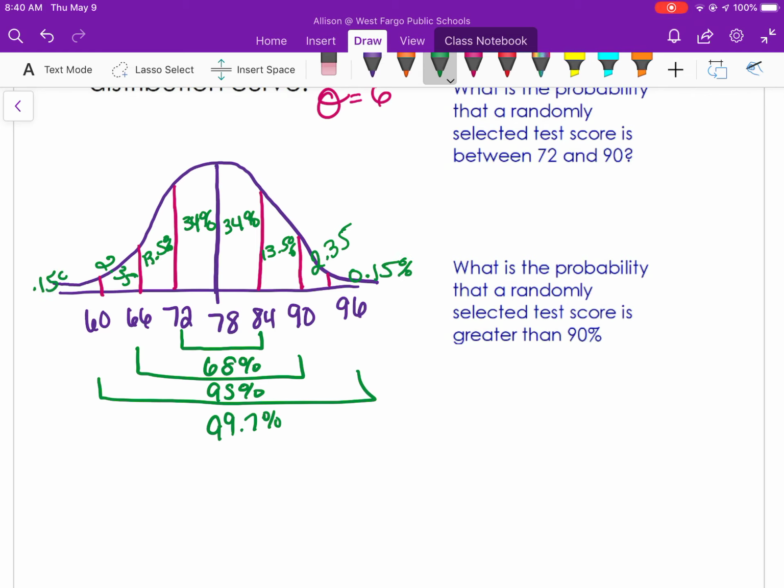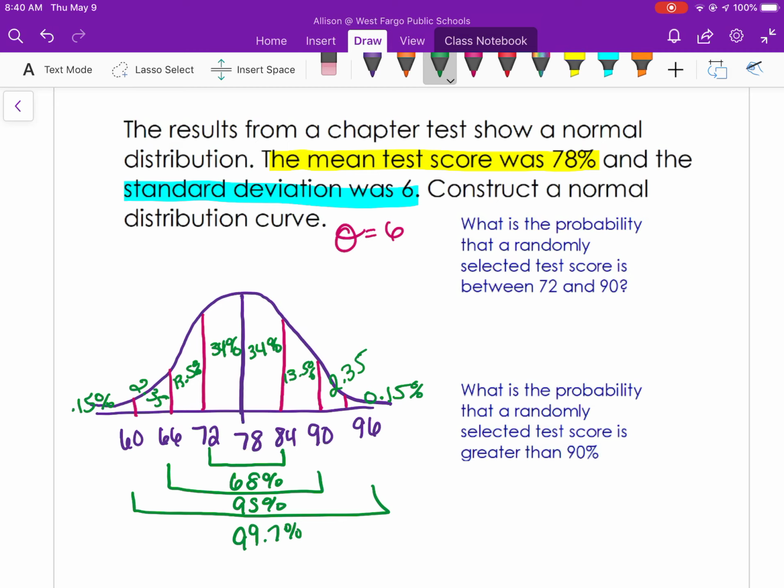So that means if I look at the test results, there's only a 0.15% chance that someone scored above a 96 based on this data, or 0.15% that someone scored below a 60. I could also say that there's a 68% chance that they scored between 72 and 84, the middle two there. So that's kind of how we use this data, and I can answer these questions here.